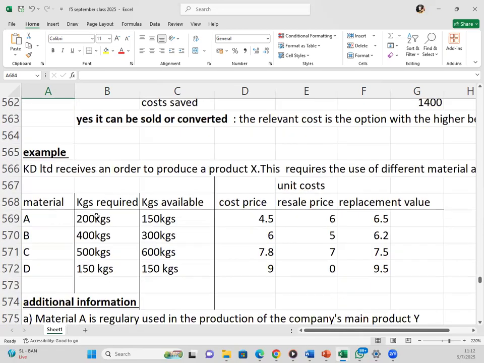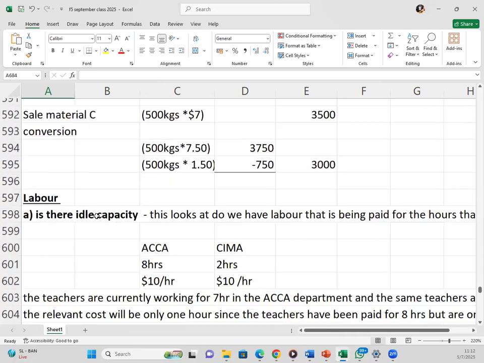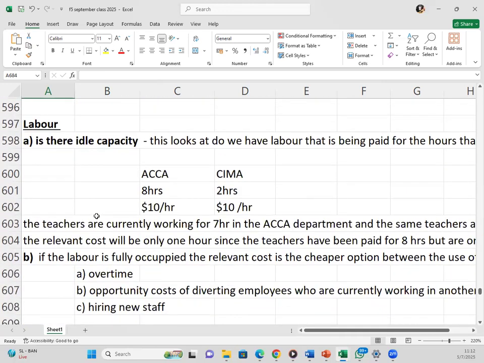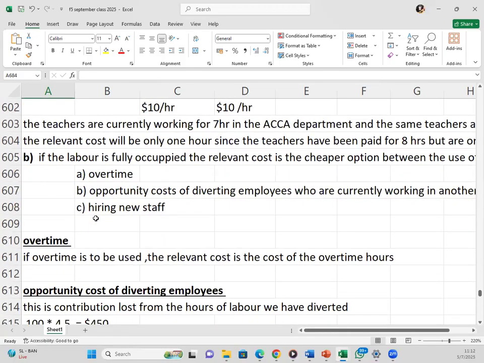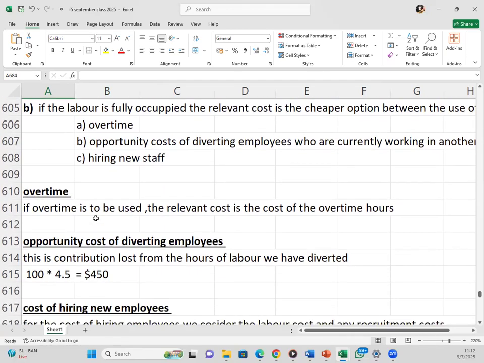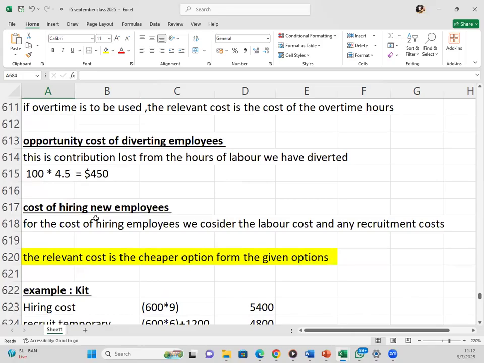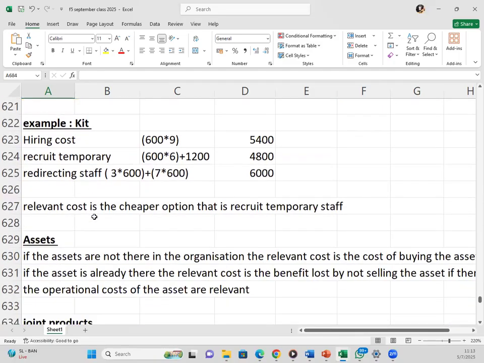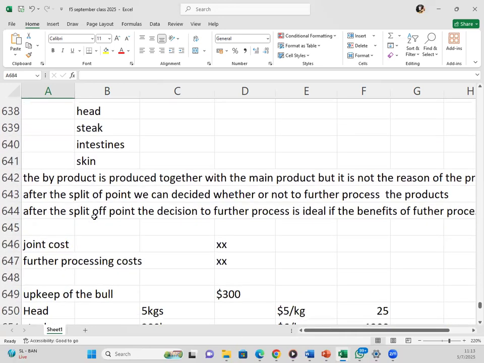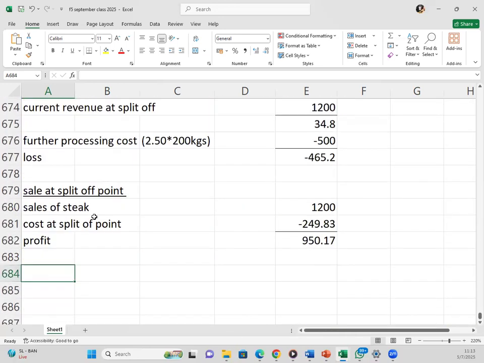After that, we looked at the relevant cost for labor, where you ask yourself, is there idle capacity? And also, can we use overtime? And also, can we take employees from another department? But when you take employees from another department, we said that gives rise to an opportunity cost. We lose the benefits we were getting from that department. I think this is available on the previous recording, so you can go through that if you missed it.